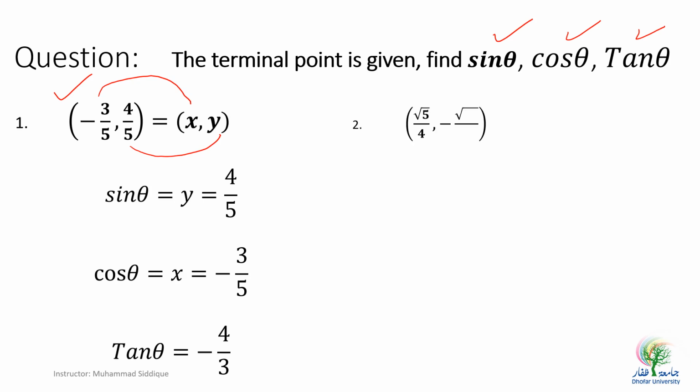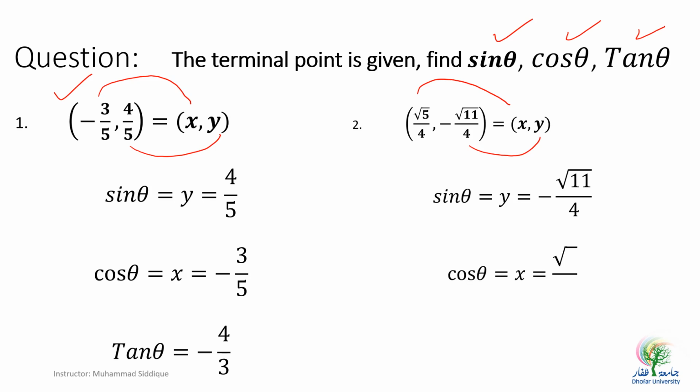Similarly we have another point, square root 5 by 4 and minus square root 11 by 4. So x is the first one, y is the second value. So again sine is minus square root 11 by 4, cosine is square root 5 by 4, and tangent is square root 11 by square root 5. So I hope it is easy and you understood.